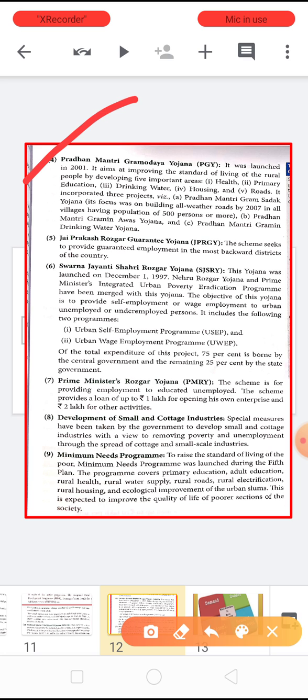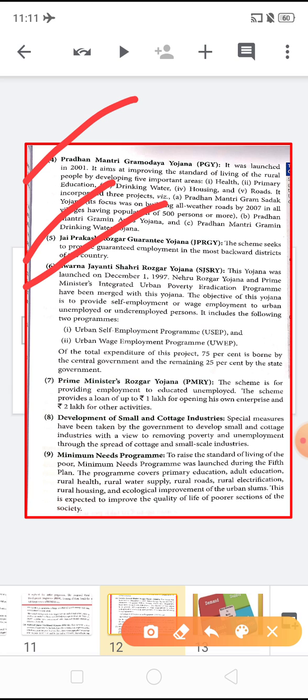The first, Pradhan Mantri Gram Sadak Yojana, which focused on building all-weather roads by 2007 in all villages having a population of 500 people or more. Second is Pradhan Mantri Gramin Awas Yojana and Pradhan Mantri Gramin Drinking Water Yojana. Next is Jay Prakash Rojgar Guarantee Yojana. So the scheme seeks to provide guaranteed employment in the most backward districts of the country.